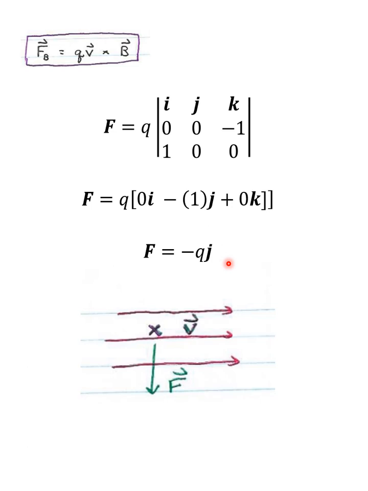And again, that assumes the velocity component is 1 and the magnetic field is 1. But it shows you that it's in the negative j hat direction, which means -y downward.